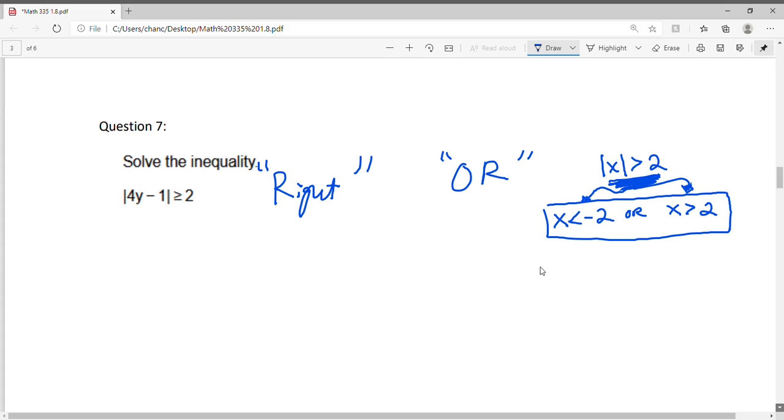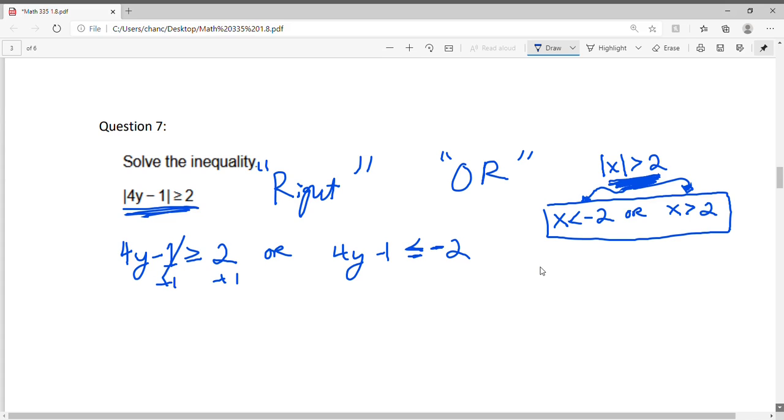Let's give it a try. I can rewrite this as 4y minus 1 is greater than or equal to 2. Or I can say 4y minus 1 is less than or equal to negative 2. One version is the exact duplicate, no absolute values. The other version, we switch the sign and make it negative. So let's add 1 to both sides. 4y is greater than or equal to 3. Divide both sides by 4. Y is greater than or equal to 3/4.